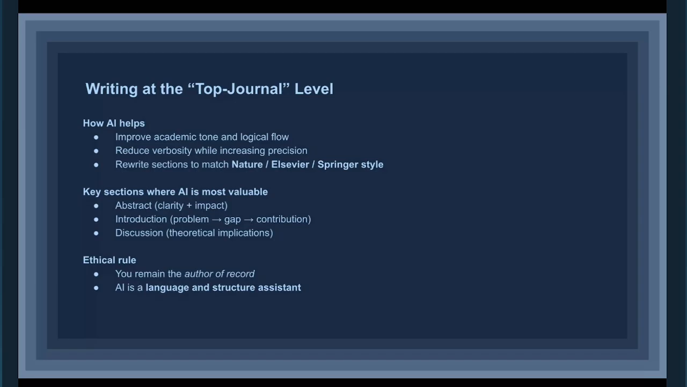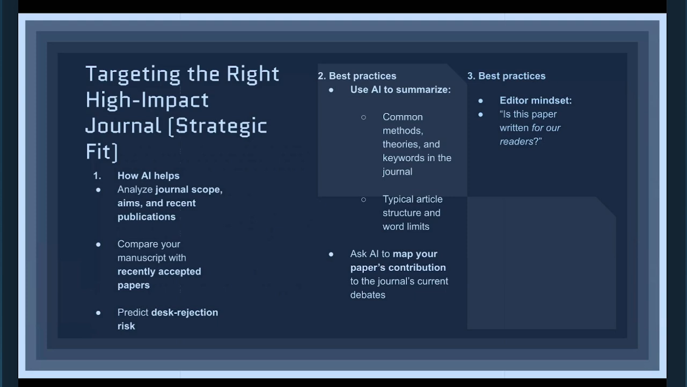So, targeting a particular impact journal, what you should focus on is the aims and recent publications of that journal, and check that the scope of that journal coincides with your paper and the objective of your paper. Then you should also compare your manuscript with other manuscripts, for which you can take the help of software.